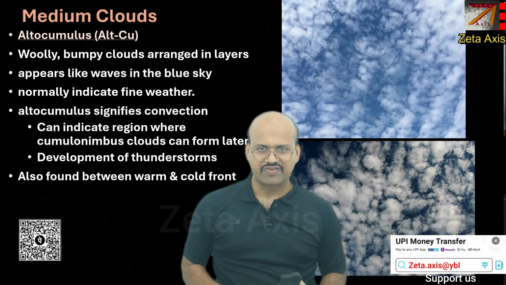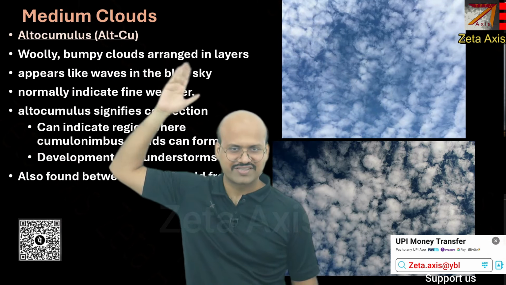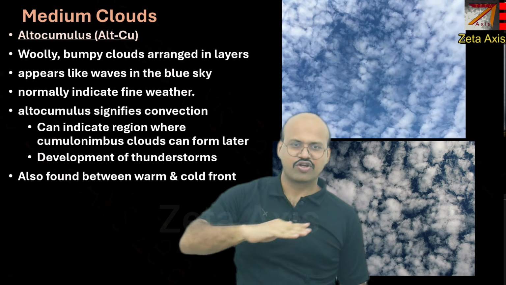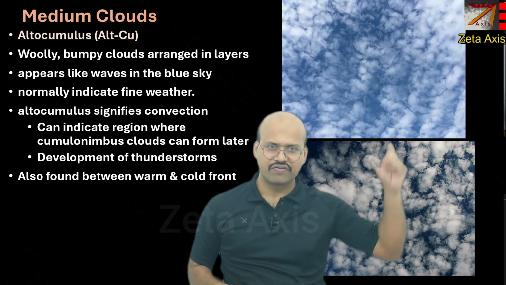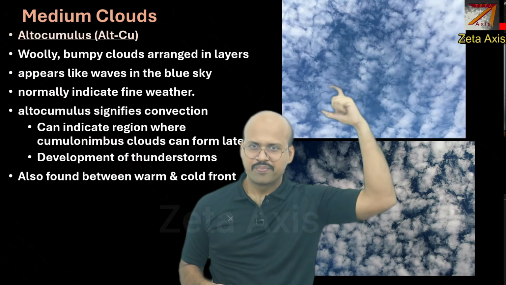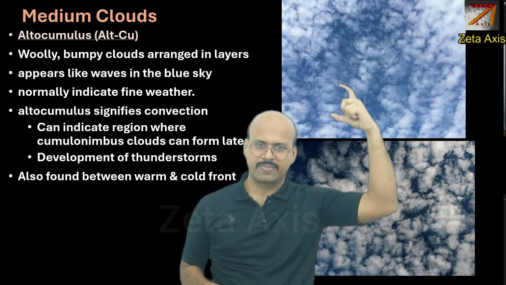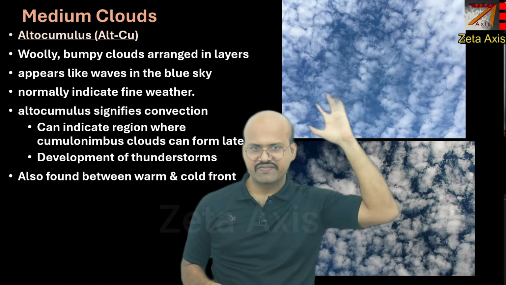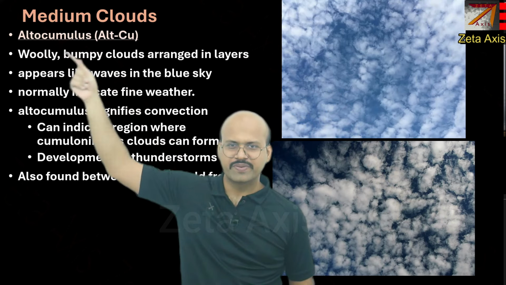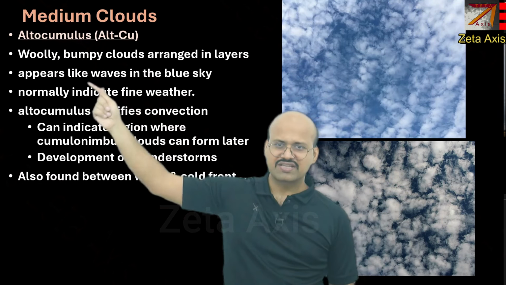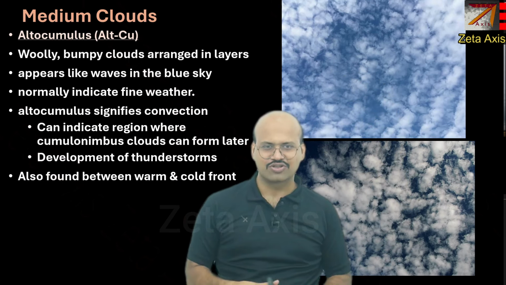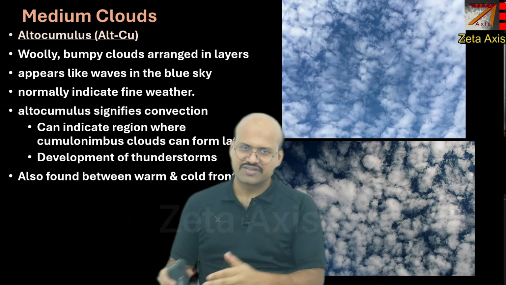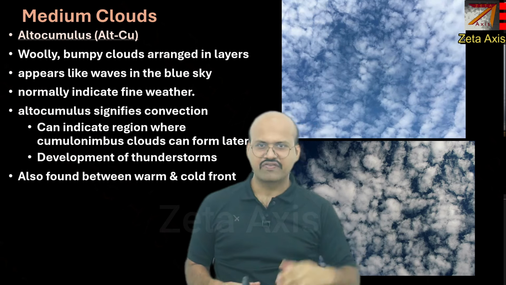Now the next type of clouds are altocumulus clouds. We have already discussed that alto means mid-layer or mid-altitude clouds, while cumulus means this kind of lumpy or woolly bumpy clouds. And they are formed when there is convection. So if we see woolly bumpy clouds arranged in layers, it appears like waves in the blue sky. We can see they are like waves because they are slightly thicker, so there will be some darker portions, some whiter portions, so it will appear like waves.